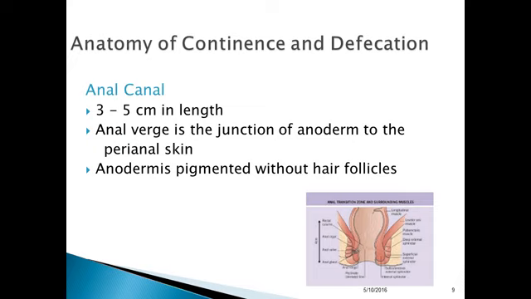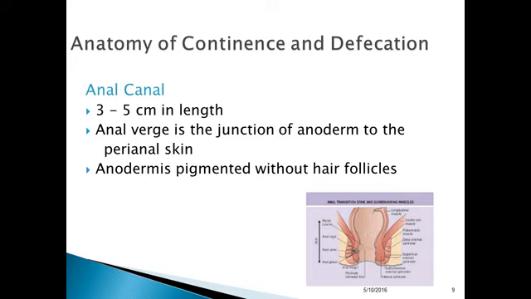The dentate line is located midway down the anal canal. It is in this area that columnar epithelium proximal to the dentate line morphs into squamous epithelium distal to the dentate line, and this area is known as the anal transition zone.